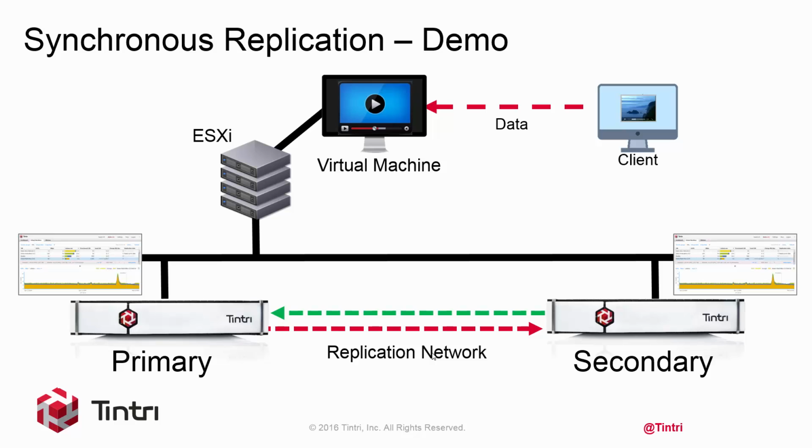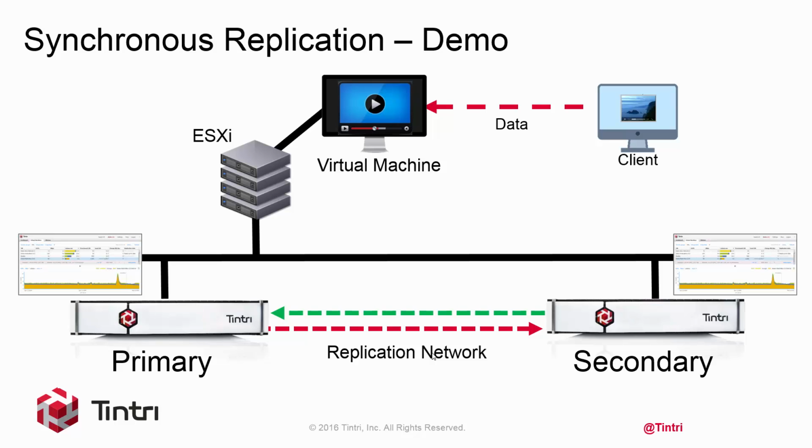What we've got here is a neat animated slide. So this is the demo before the demo. This is explaining to you what you're going to see in the live product. I'll play through this the first time, and what we can see is a client writes data through a virtual machine to the primary Tintri system, where the data gets mirrored or replicated to a secondary Tintri system. An acknowledgement comes back, and then the whole operation is acknowledged.